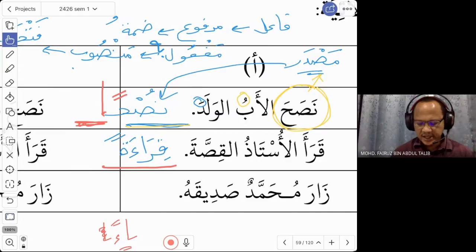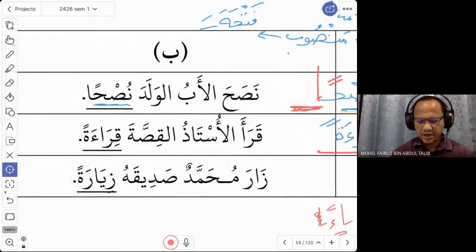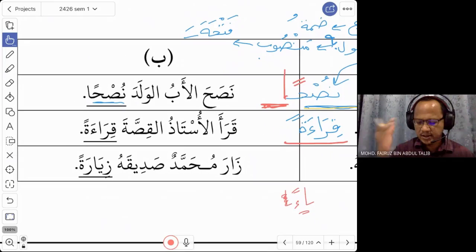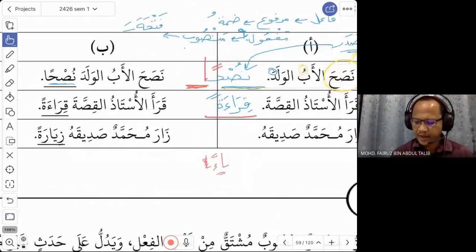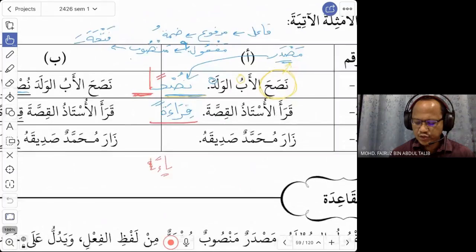فهذه هي الجملة الثانية. قرأ الأستاذ القصة قراءة. So this is the maf'ul mutlaq taken from the verb qara'a. This is one of the usages of masdar. When we learn masdar, this is one of the usages. There are a few other usages. Now, next jumlah.